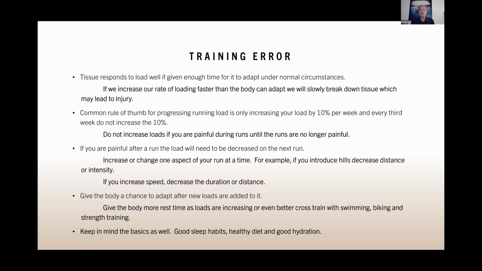And you can increase or change one aspect of your run at a time. For example, if you introduce hills, decrease the distance or intensity. If you increase the speed, decrease your duration or your distance. And give the body a chance to adapt after new loads are added to it. So give your body more rest time if you're increasing, or even better, cross-train with swimming, biking, or strength training. And keep in mind the basics as well: good sleep habits, healthy diet, and good hydration.